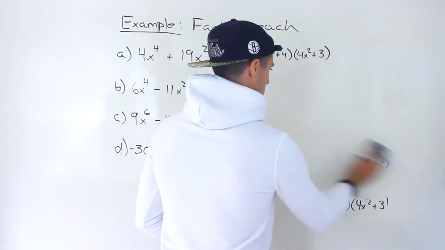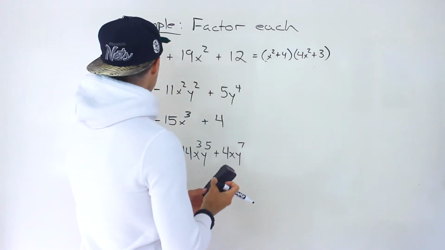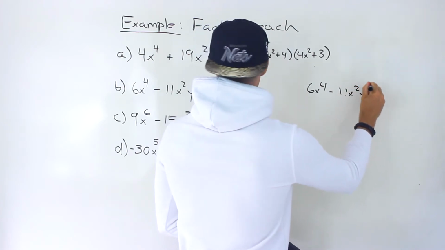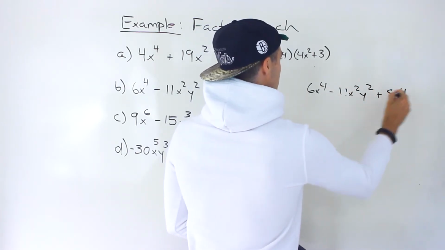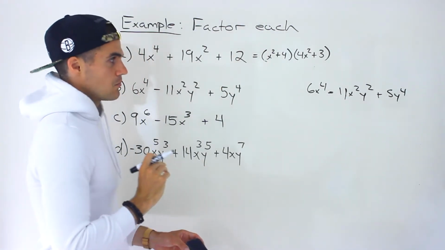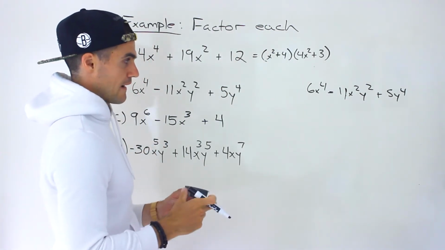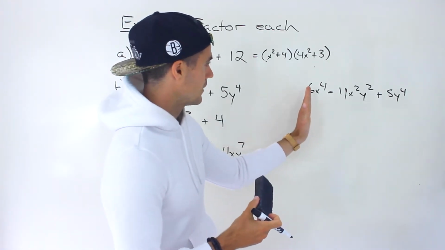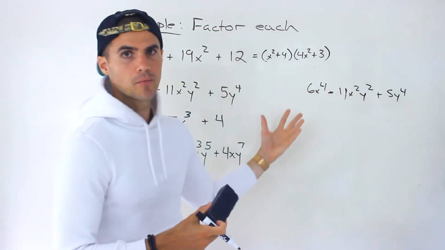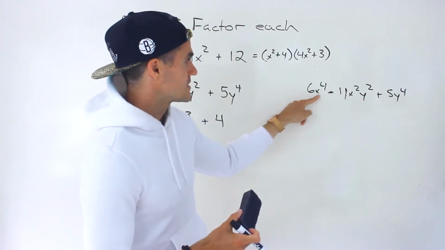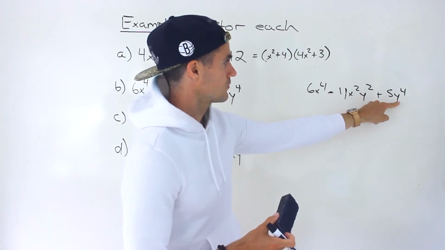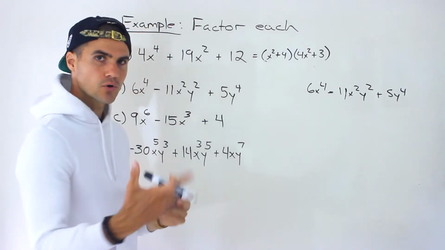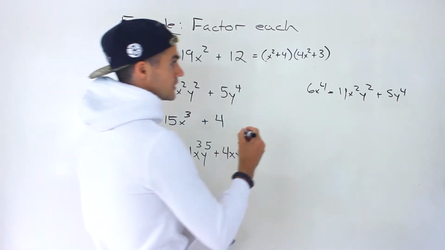Now, what about part B? We got 6x to the 4 minus 11x squared y squared plus 5y to the 4. Okay, so this is a multivariable expression that we're going to factor. First thing, as usual, we check for a greatest common factor that we could take out. Notice between the 6, 11, and 5, there's no common factor between that. Notice we have x's here, but there's no x expression here. We have y expressions there, but then there's no y expression here. All right, so there's no greatest common factor we can take out initially.